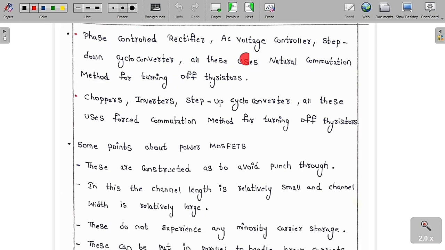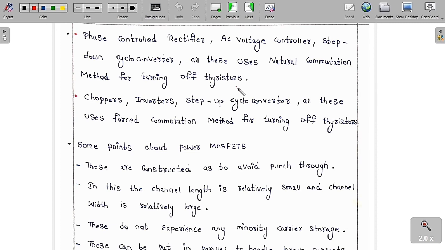Phase control rectifier, AC voltage controller, and step down cycloconverter: all these use the natural commutation method for turning off thyristors, because all of these have an AC source as the input.